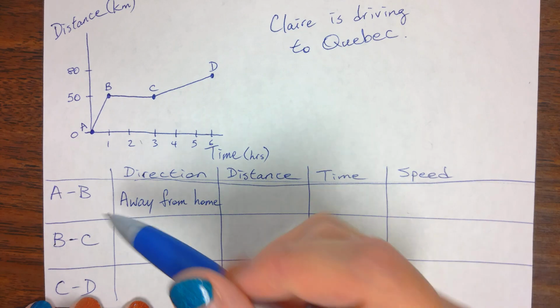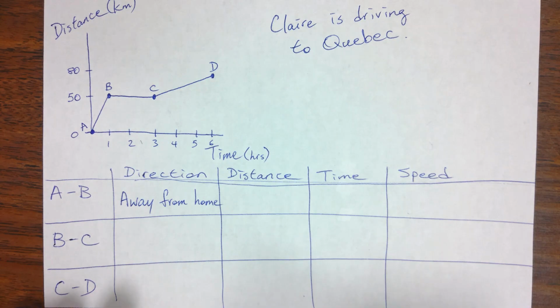So remember, just because you see this line increasing, it doesn't mean you are going faster. It doesn't mean you're going up a hill. So remember, we never say up or down.